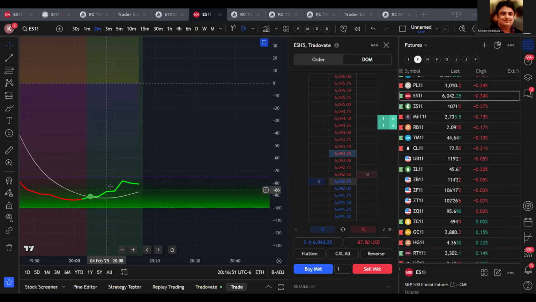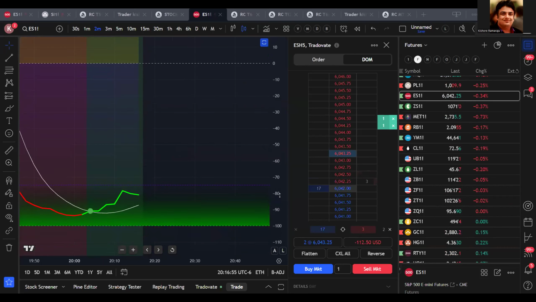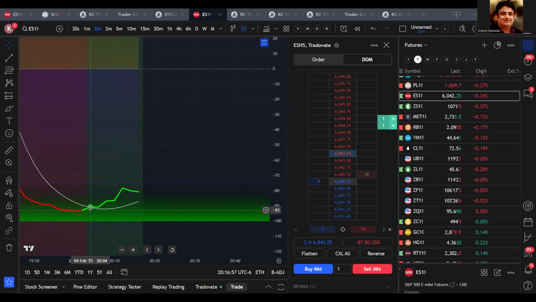Because it is already at the bottom, even if it goes a little bit down, again it will start going up. So when you want to take the trade, take it when your buyers are somewhere. When you get a buy signal here, your risk is very, very minimal.